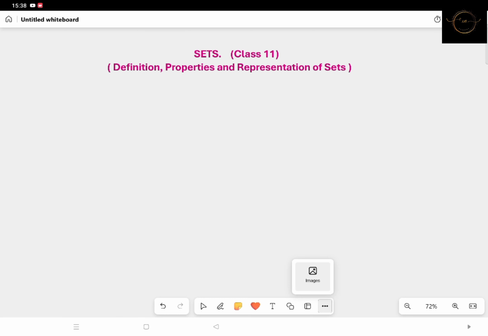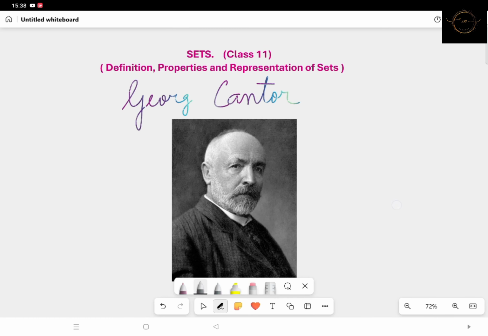Now before we move on to the detailed study of sets, let's learn who has given us the concept of sets. The theory of sets is given by German mathematician Georg Cantor.